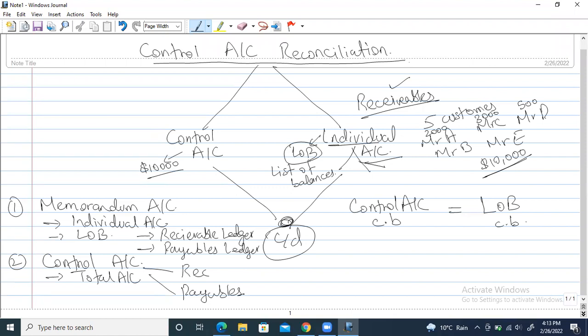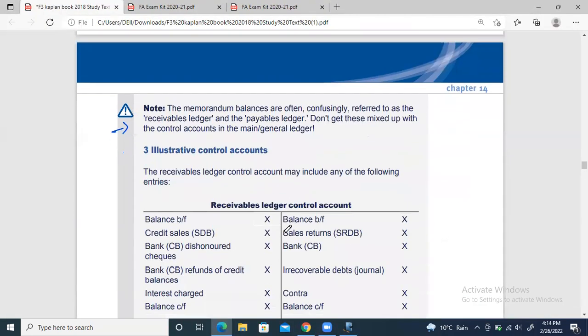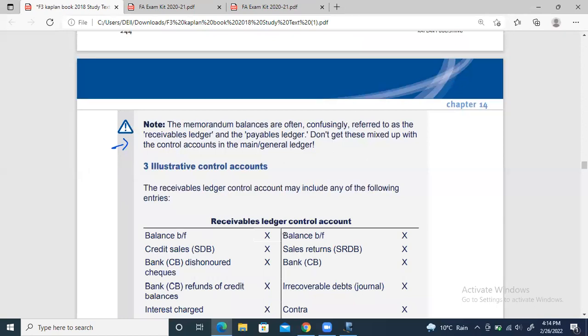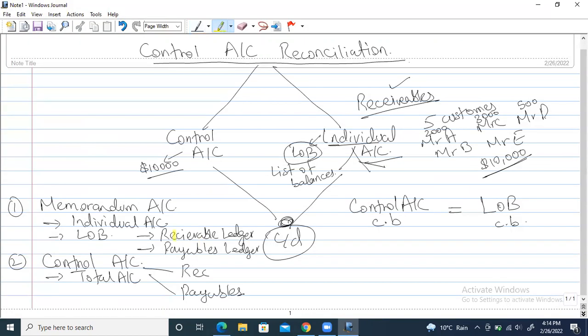Now over here in the note as well, if we revisit this, the same thing is written. You can see the memorandum balances. Remember, these are the individual accounts. Memorandum balances are often confusingly referred to as the receivable ledger and payables ledger. The same thing that I've written over here: memorandum is known as receivable ledger as well as payable ledger.